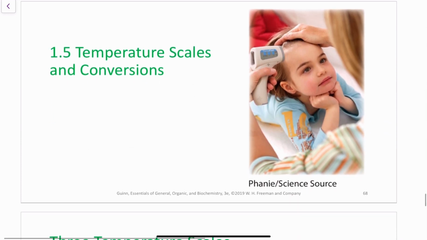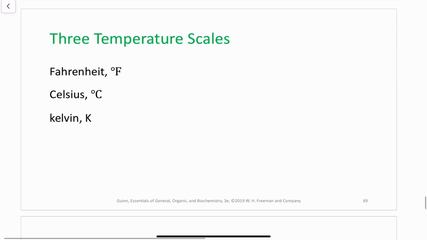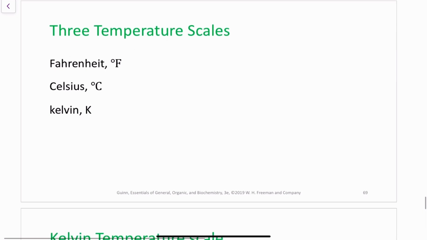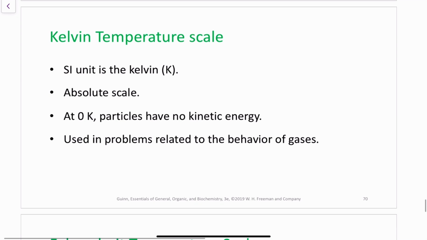Okay, so now let's talk about our next topic, which is temperature scale and conversion. There are 3 different scales that we normally use to measure the temperature. One is Fahrenheit, second is Celsius, third one is Kelvin. We're going to talk about each of them separately. Kelvin is the SI unit, so most scientists in scientific calculation use Kelvin as a unit for temperature, right?